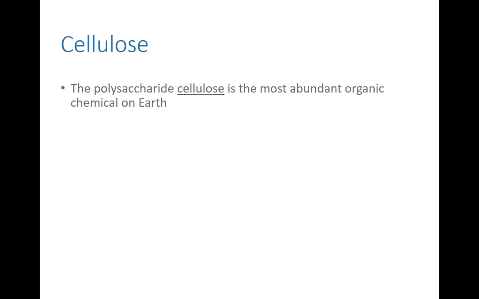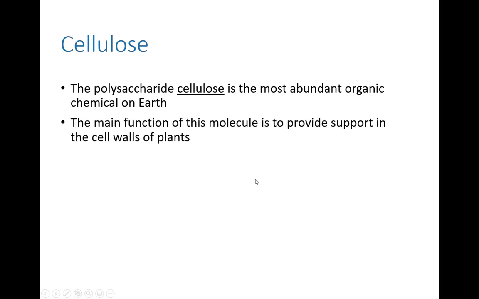Cellulose is the other important polysaccharide, which is made up of glucose units. Cellulose is the most abundant organic compound on Earth because it is found in plant cell walls, and with there being a huge number of plants on the Earth, it would only make sense that there would be a vast amount of cellulose within them.